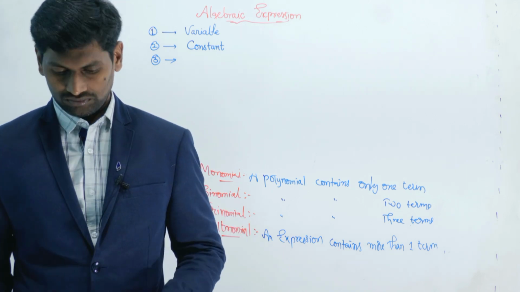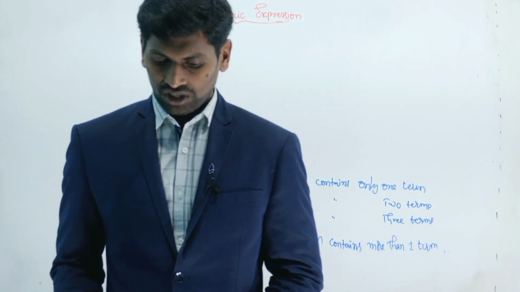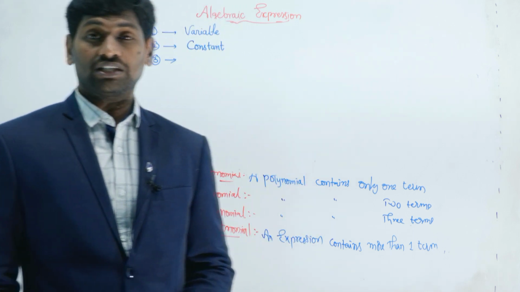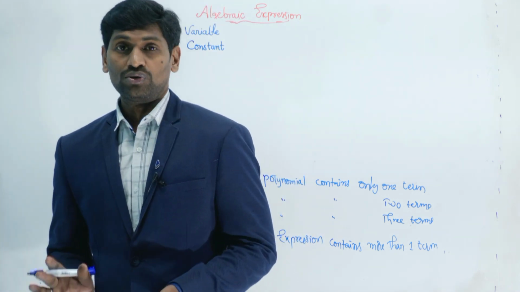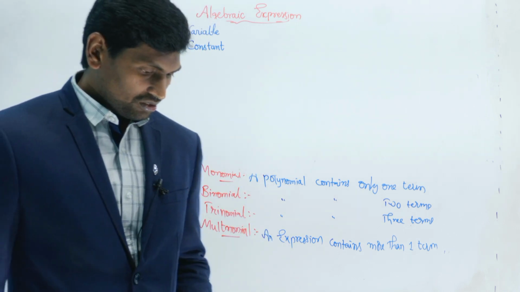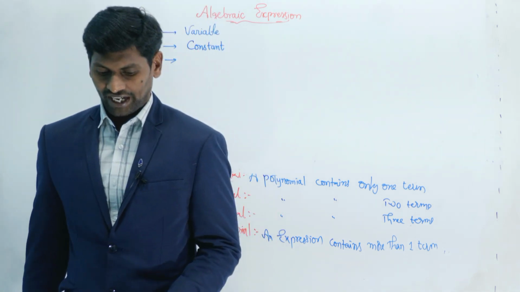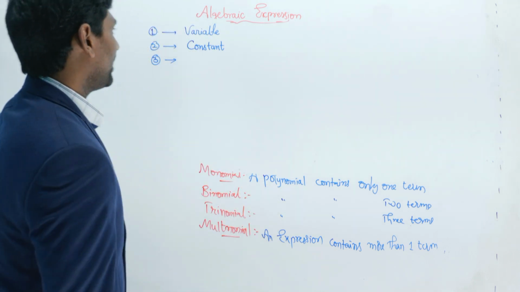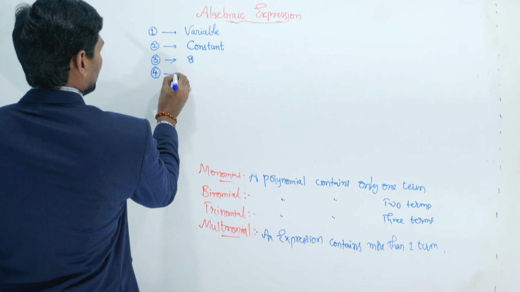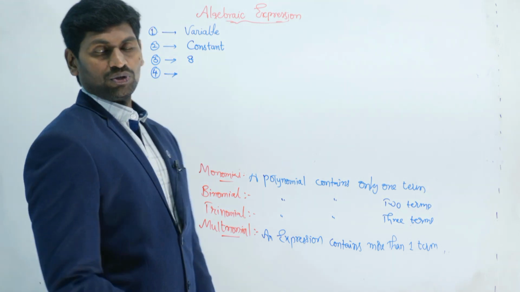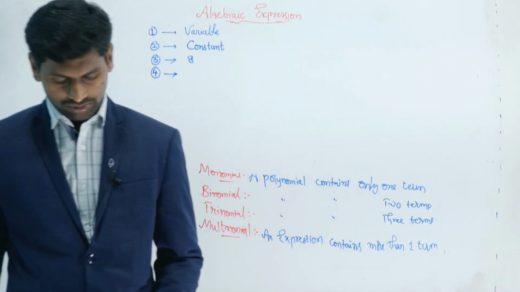Next, which of the following is a constant term? Constant term means the term containing only numbers. The options are 3x, 7y, 8, 7xy. Except 8, the remaining all have a variable, so they are not constants. Only 8 is a constant number.